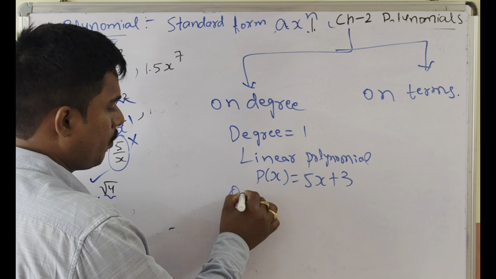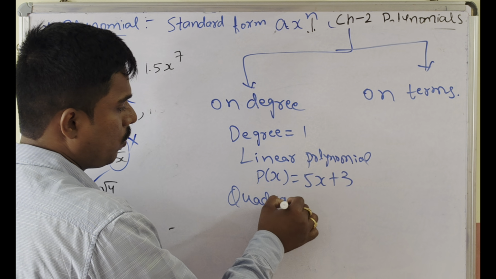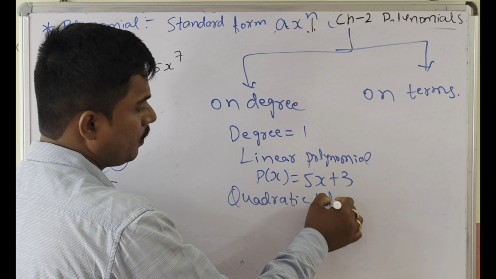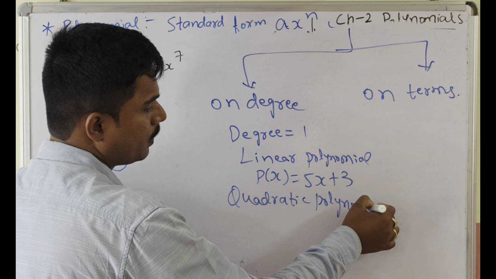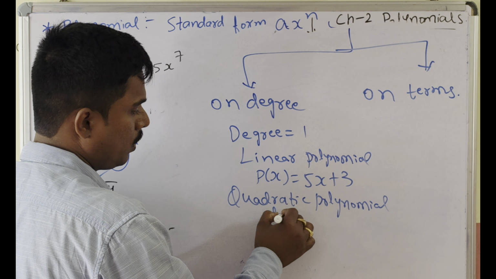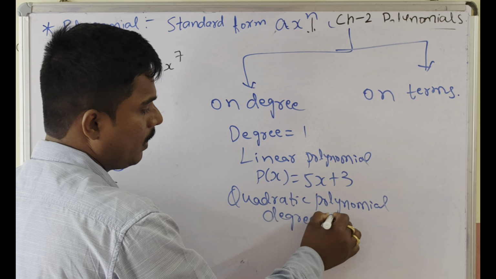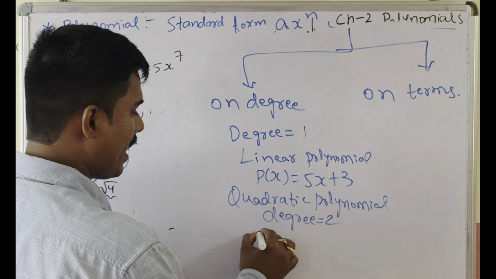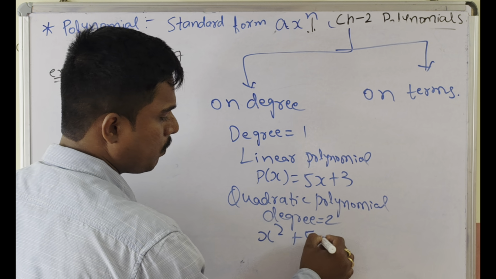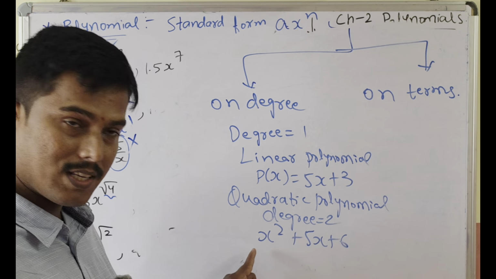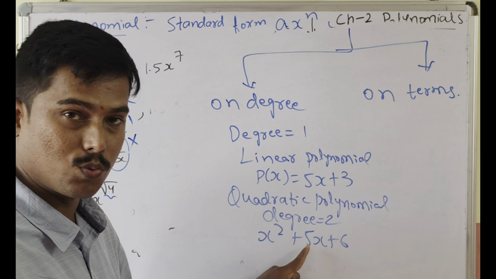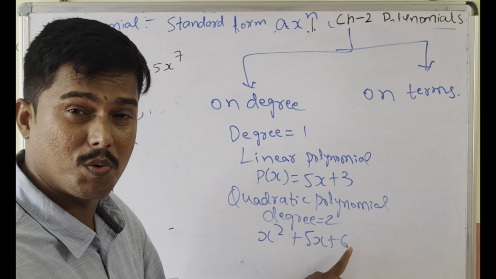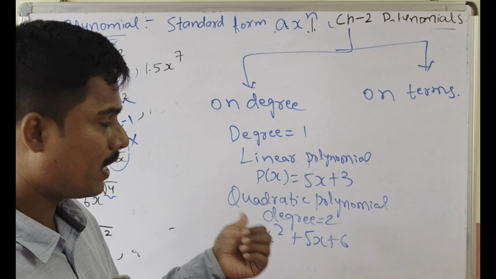Next, quadratic polynomial. What is quadratic polynomial? Degree 2. Degree means what? The highest power. Any example? Let us say x square plus 5x plus 6. The power of this x is 2, the power of this x is 1, x is not there, means power is 0. Which is the highest power? 2. So degree is 2.